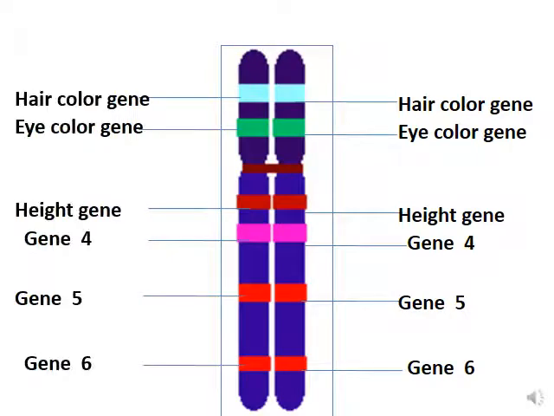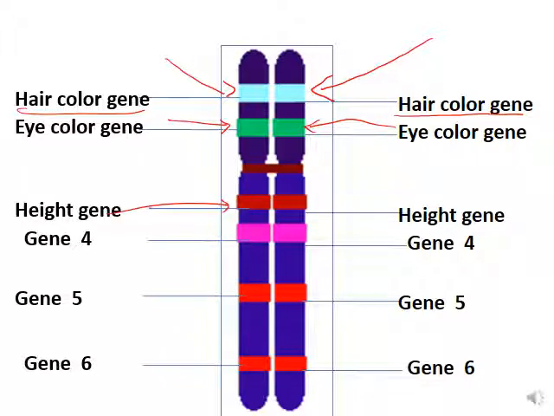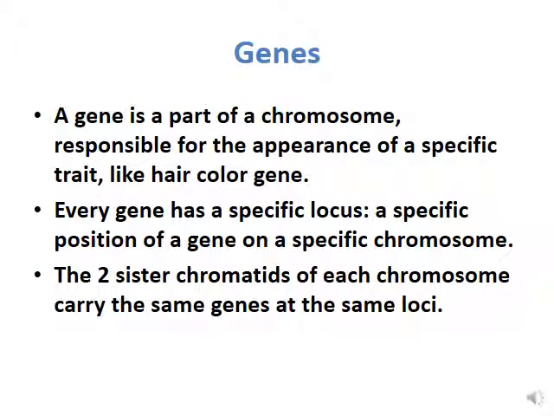So here we have the chromosome. It has the hair color gene on the first chromatid. In the second, it has the hair color gene. If you see here, they are located at the same position on the first and the second chromatid. Hair color gene is found here in green, and the hair color gene is found in the same region. So as you see here, the gene is a portion of the chromosome, and it's responsible for the appearance of a specific trait like the skin color, the hair color, for example, the height, the level of thinking, and so on.